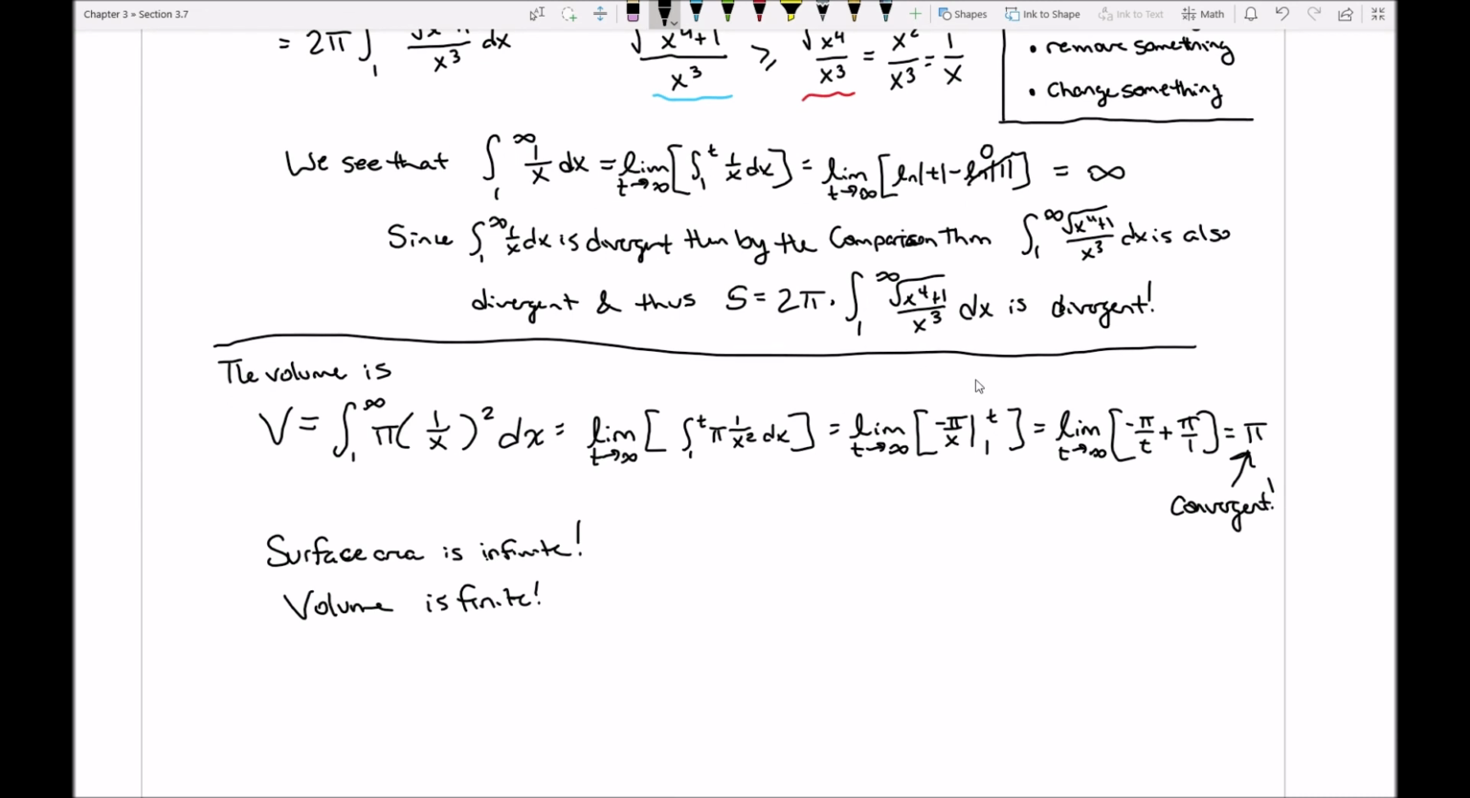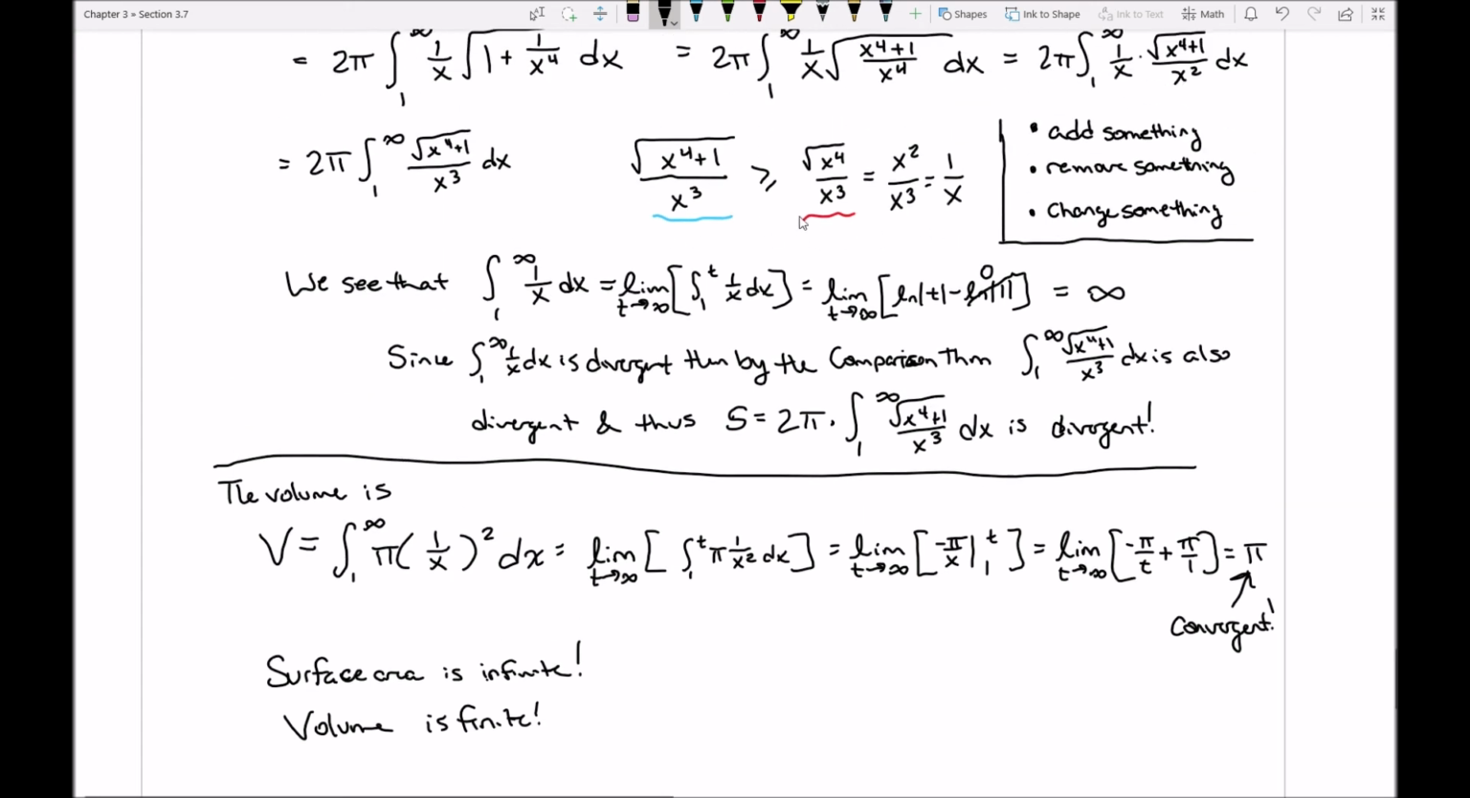And it really highlights why using the comparison theorem can be a really powerful tool, again, when getting to these really complicated integrals. Hopefully you found this a fun and interesting example. And if you have any questions on it, by all means, please let me know.